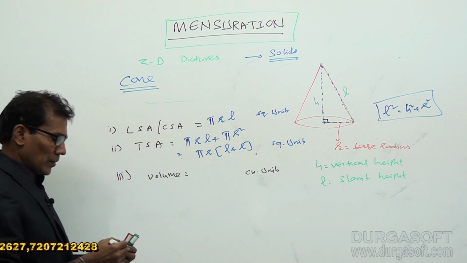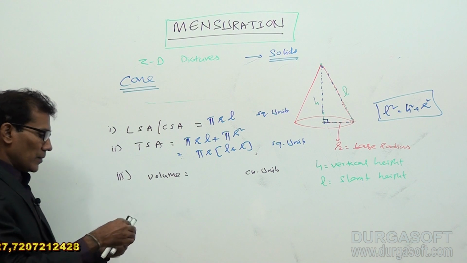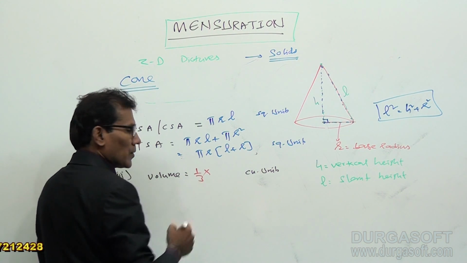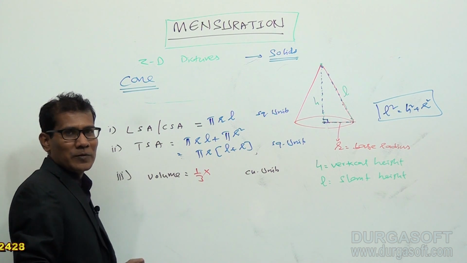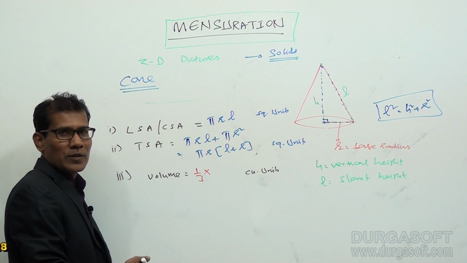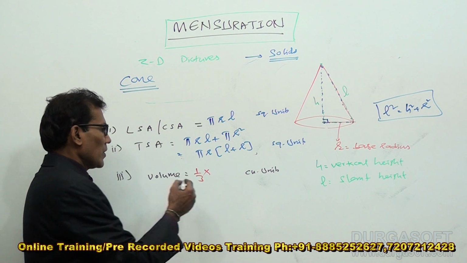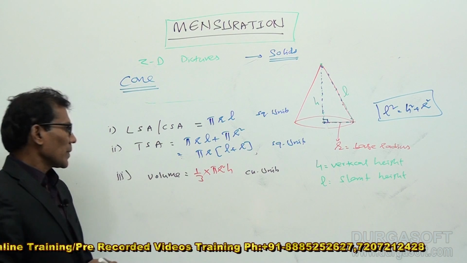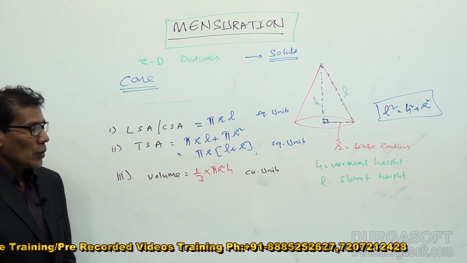And the volume. Volume is nothing but 1/3 of the volume of the cylinder. What is the volume of the cylinder? We have seen just now, it is pi r square h. So 1/3 of pi r square h is going to be the volume of the cone.